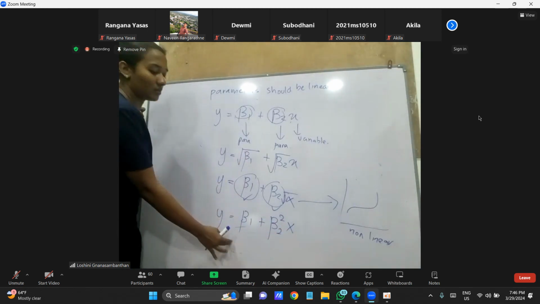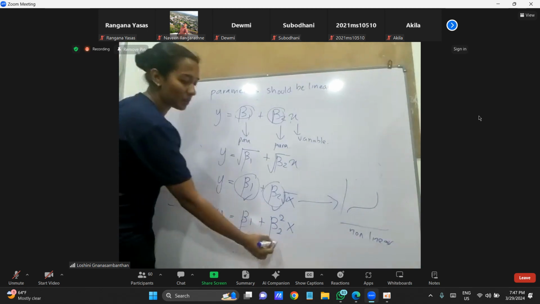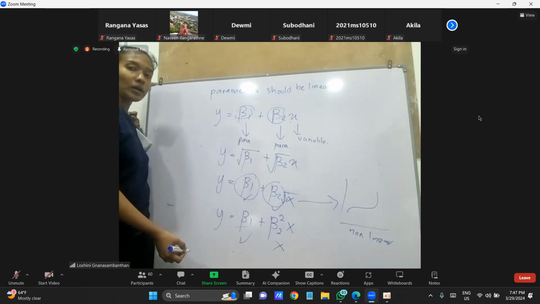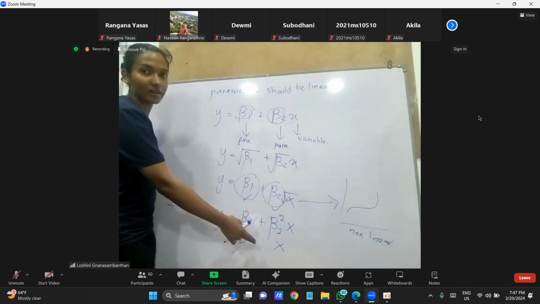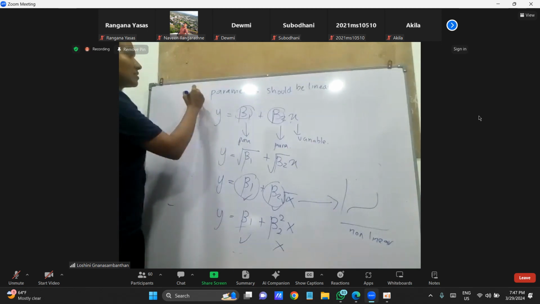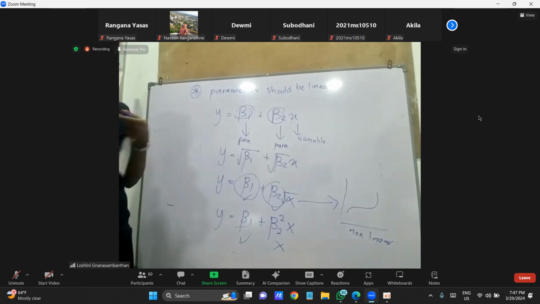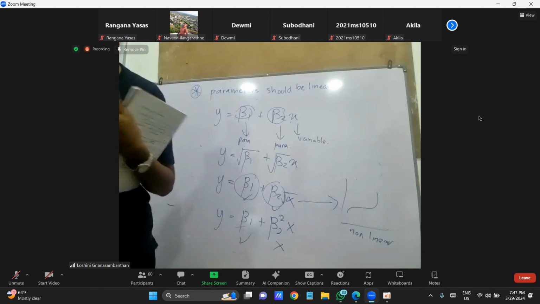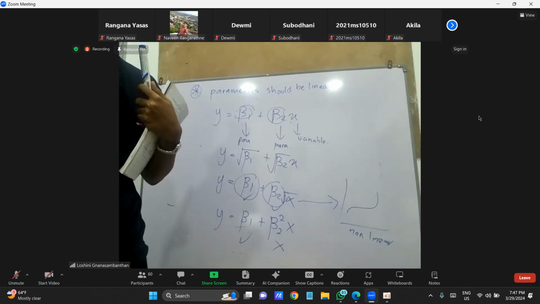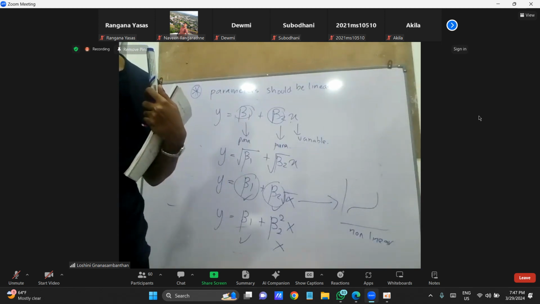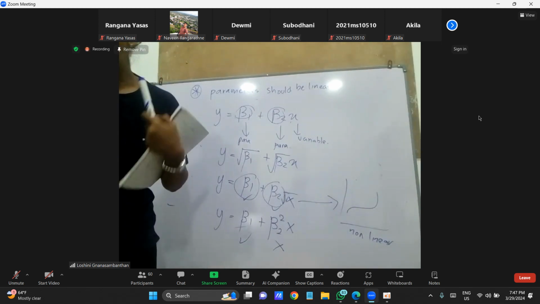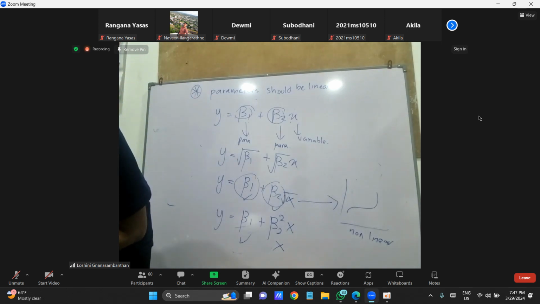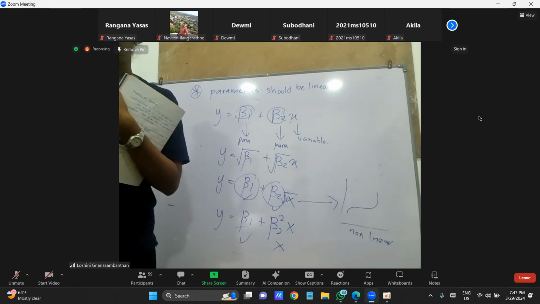How can you predict this? This parameter is linear, but this parameter is non-linear. You cannot predict this. Okay, so this is also an important thing, and I think that in the tutorial also, sir has given some examples. In slide number 17, there are 3 examples.